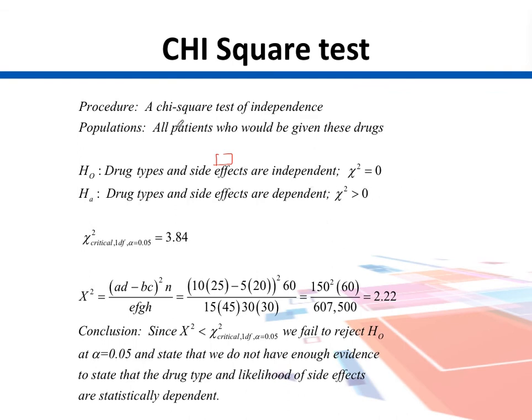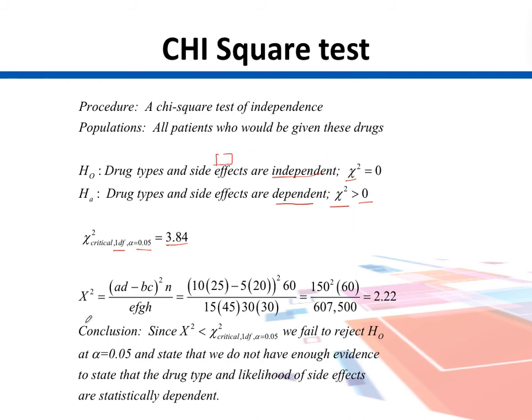So we do the hypothesis testing. Our procedure is a chi-square test of independence, and the underlying population regarding which we are doing this hypothesis testing is all patients who would be given these drugs. Right now we have a sample of 60 patients, and 30 were given each of these drugs. The null hypothesis is that drug type and side effects are independent, that is chi-square equals 0, versus they are dependent, chi-square greater than 0. Our chi-square critical is 3.84 for 1 degree of freedom, alpha 0.05.